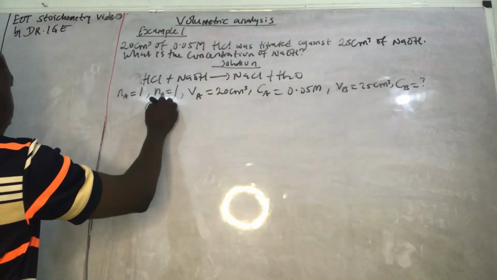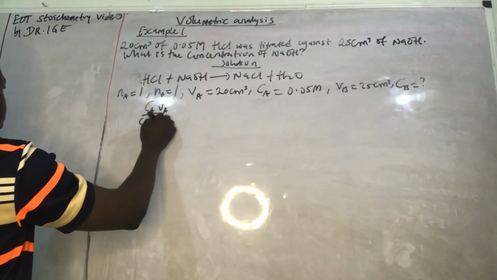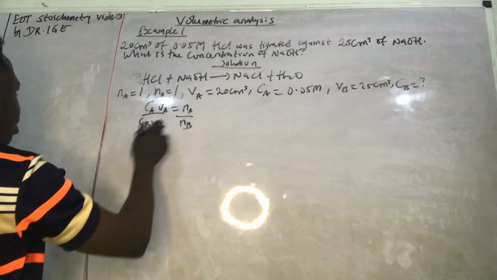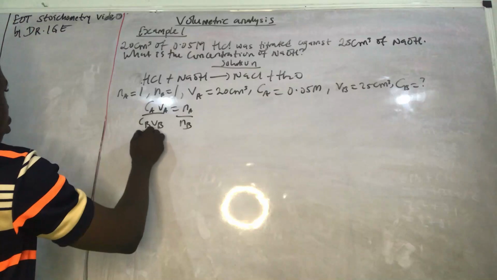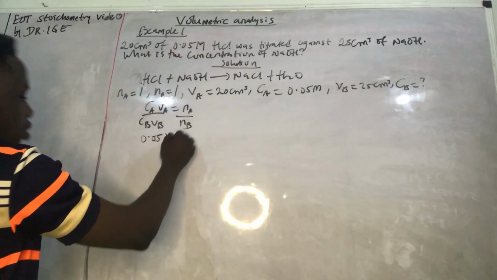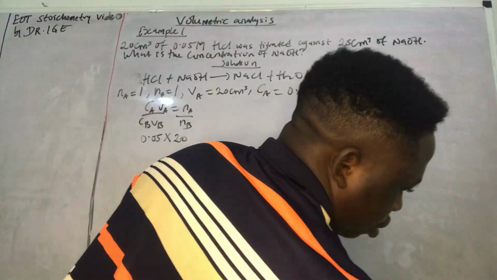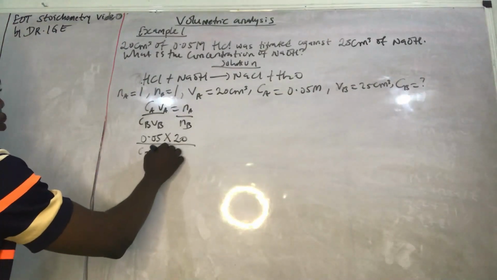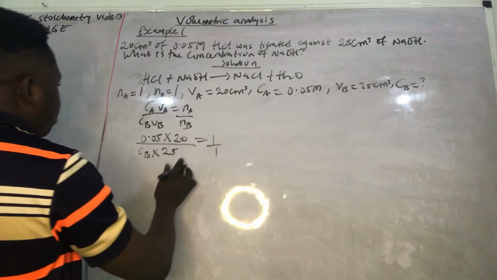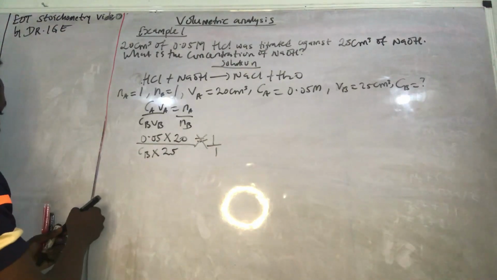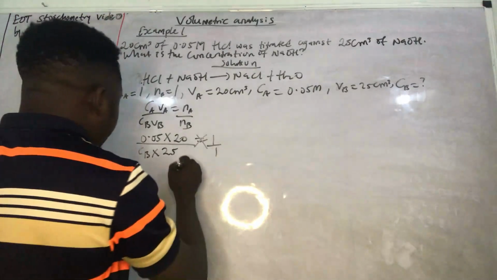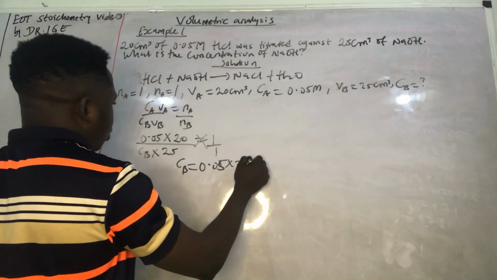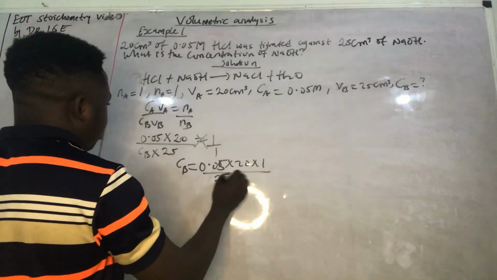So let's bring the formula out. CaVa over CbVb is equal to Na over Nb. What are we looking for? Cb, right? Let's put the values. Ca is 0.05. Va is 20. Over Cb, Vb is 25, equals 1 over 1. Because we multiply, we have that Cb is equal to 0.05 times 20 times 1, all over 25 times 1.